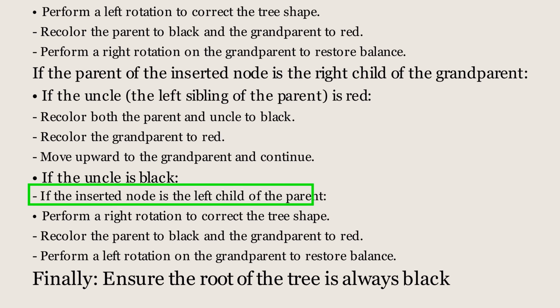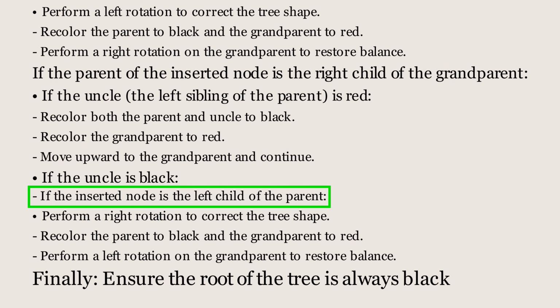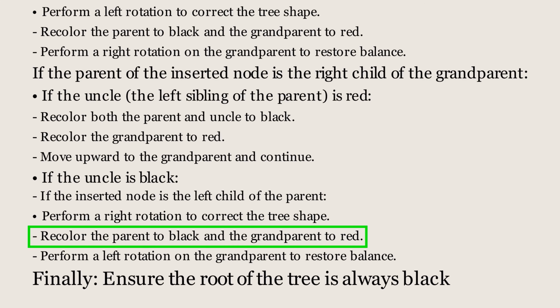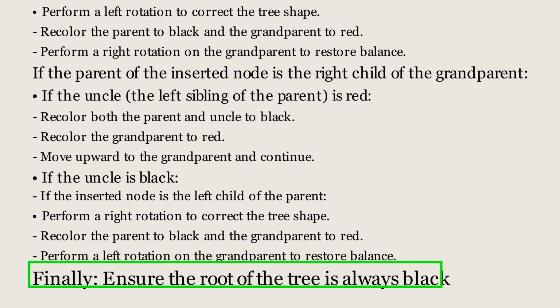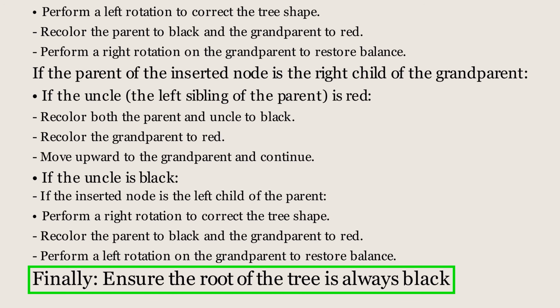If the uncle is black, and the inserted node is the left child, we perform a right rotation on the parent, recolor the parent to black, and the grandparent to red, and then execute a left rotation on the grandparent to restore the properties of the red-black tree. Finally, we ensure that the root node remains black.